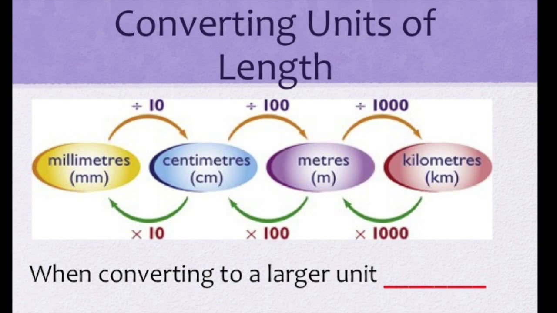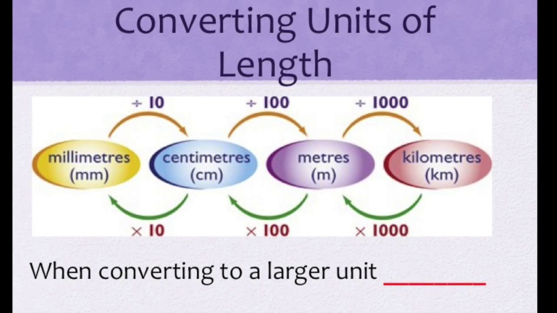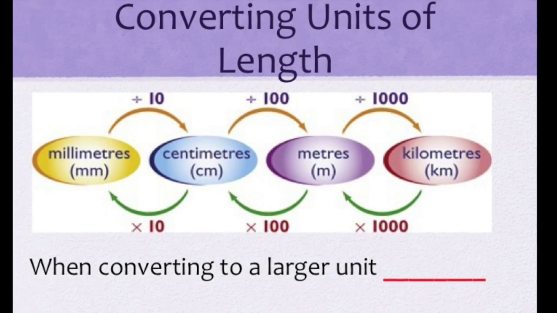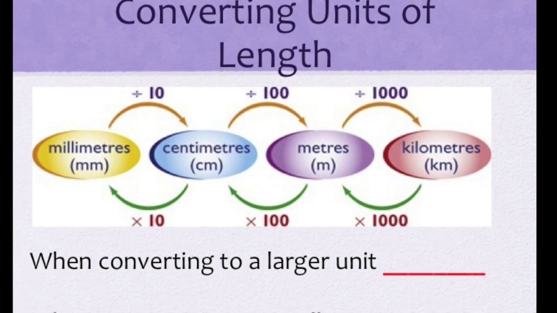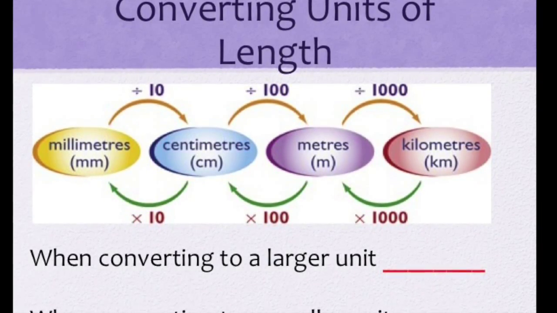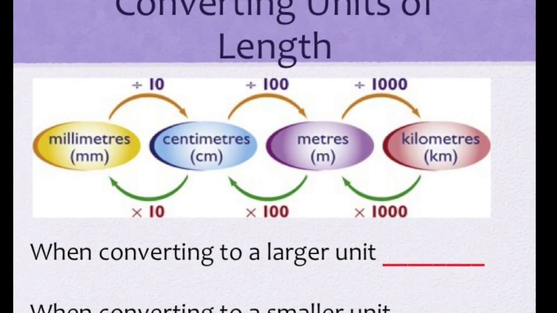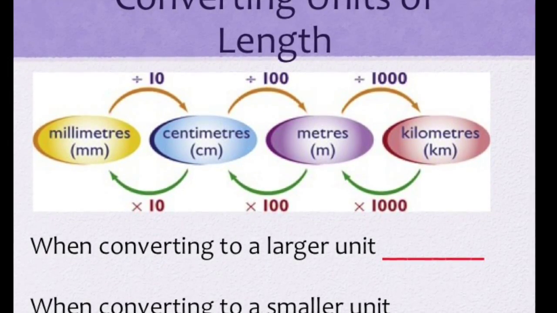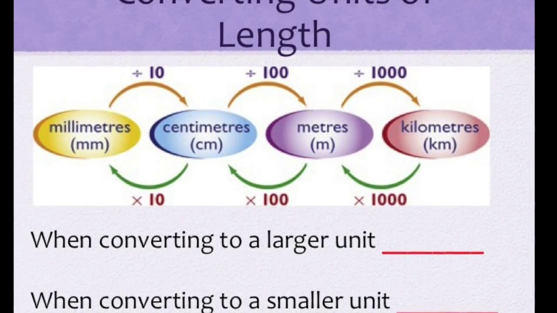I'm going to ask you to refer to your theory sheet now, and you'll see that the table at the top of this slide is the same as the one at the top of your theory sheet. It has millimetres, centimetres, metres and kilometres. When we go from millimetres to centimetres, we divide by 10. From centimetres to metres, we divide by 100. From metres to kilometres, we divide by 1000. So, in short, when converting to a larger unit, you would divide.